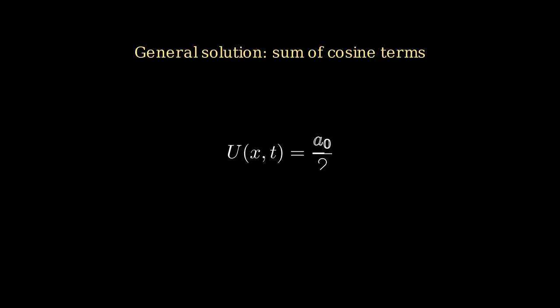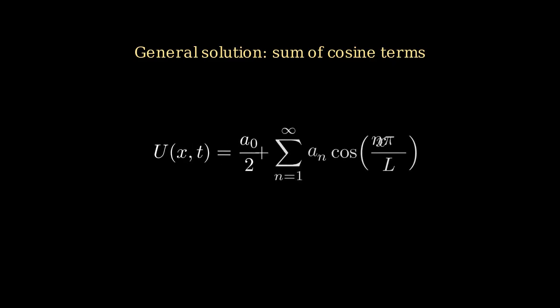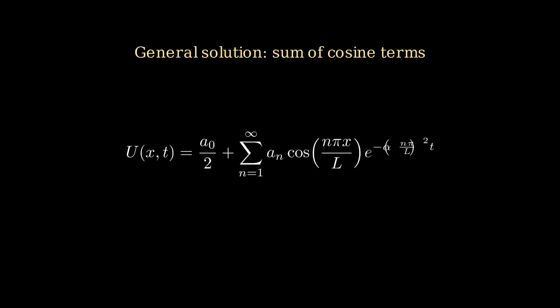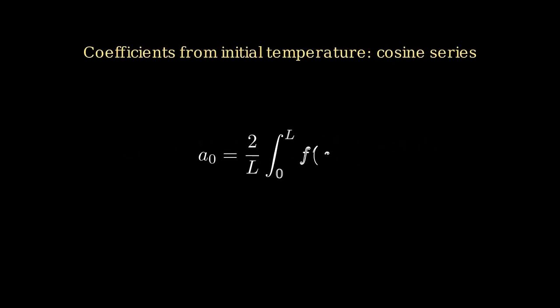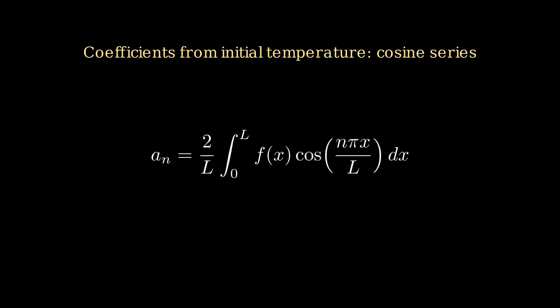Putting these together, the general solution is a sum. u(x,t) equals a_0 divided by 2 plus the sum from n equals 1 to infinity of a_n times cosine of nπx divided by L times e to the negative alpha times (nπ divided by L) squared times t. The coefficients, a_0 and a_n, are found from the initial temperature distribution by matching it to this cosine series at time t equals 0. This is called a Fourier cosine series.